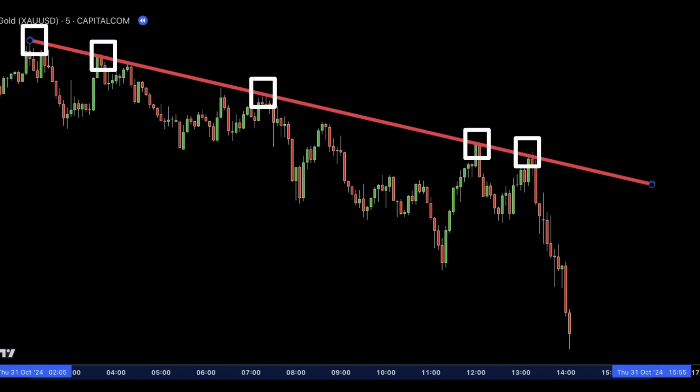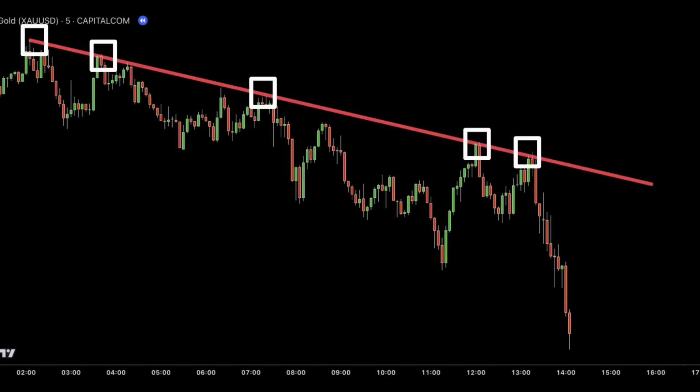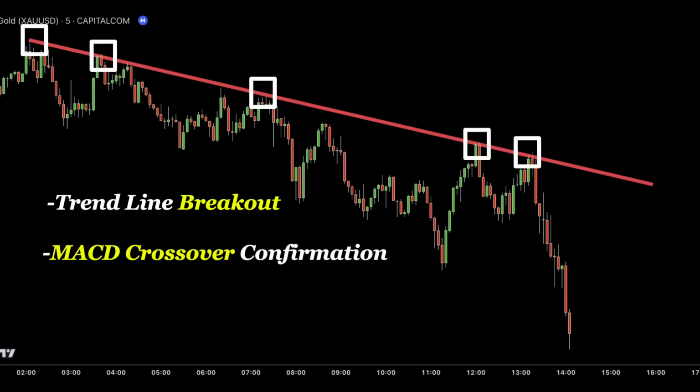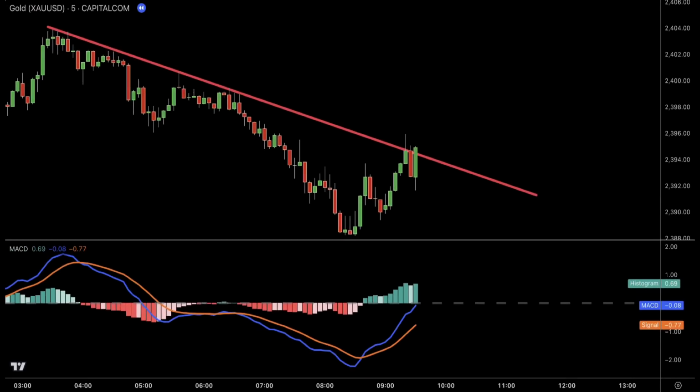Now that you know how to identify and draw trend lines, let's move on to a trading strategy that combines trendline breakouts, MACD crossovers, and top-down analysis for high-probability trades. Take a look at this chart. We have a clearly defined downtrend with a trend line connecting the highs. Sellers are in control, pushing prices lower.